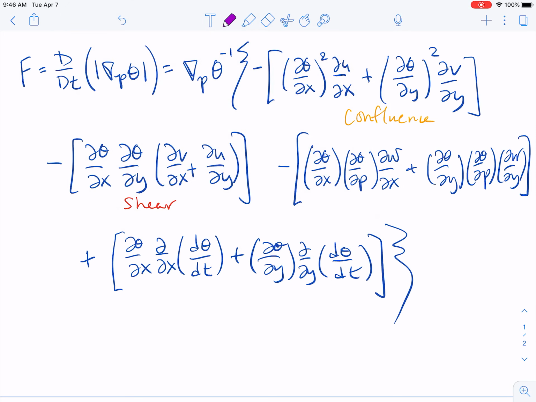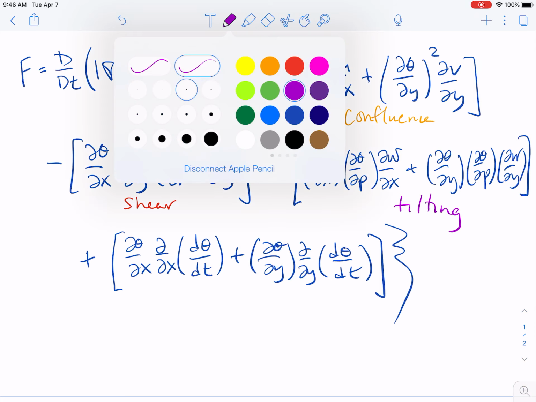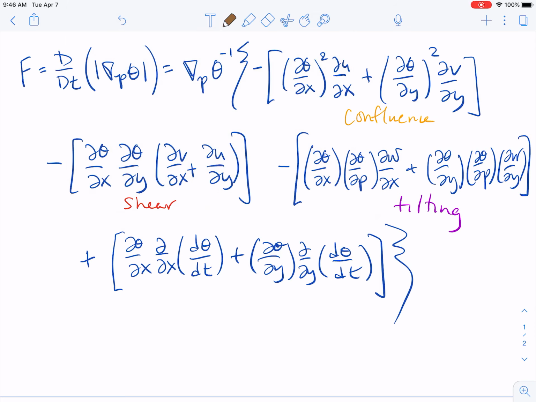Our third term is related to tilting. And our last term is related to diabatic heating. And so let's unpack these just a little bit. In this first term, when we're talking about confluence, we basically see here du/dx plus dv/dy, modified by our gradients in temperature squared in the x and y direction. And so this is basically the wind pushing our temperature gradients together or apart as the result of confluence.